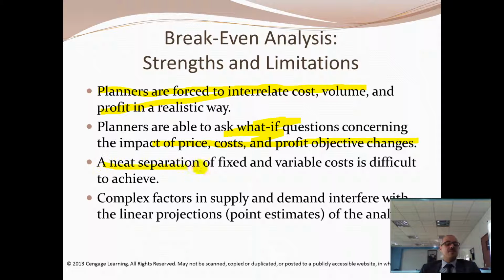A neat separation of fixed cost and variable cost can be difficult to achieve, and this is one of the problems with the break-even analysis. Sometimes you can't really tell the 30,000, because these numbers can be difficult to determine exactly. And complex factors in supply and demand sometimes can interfere with the linear projections, the point estimates of the analysis.